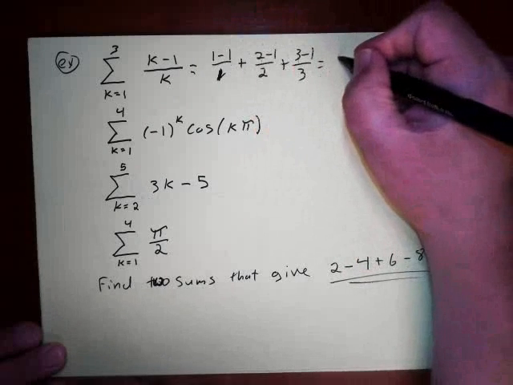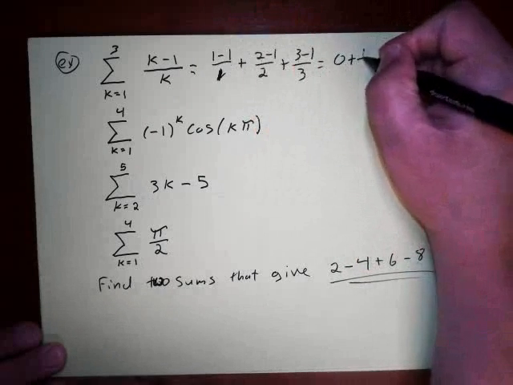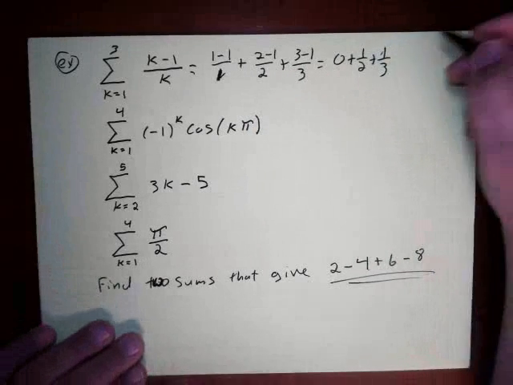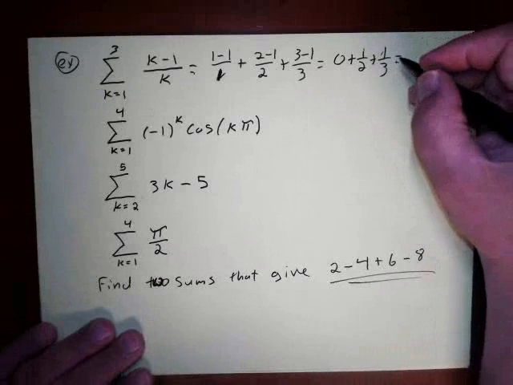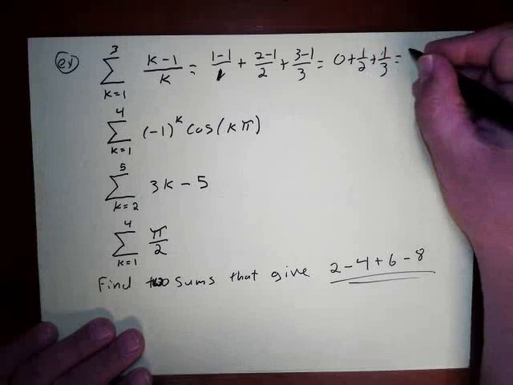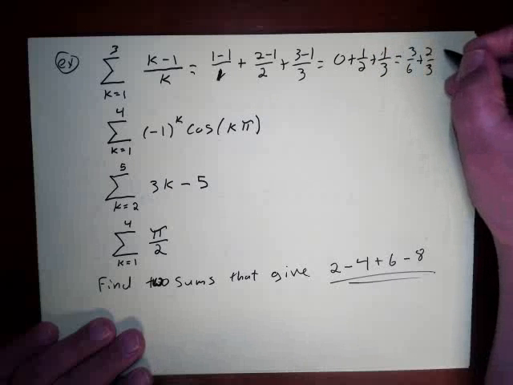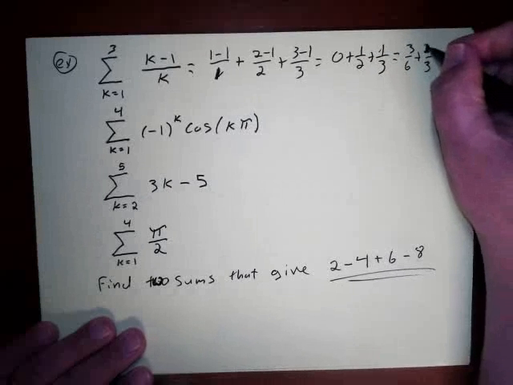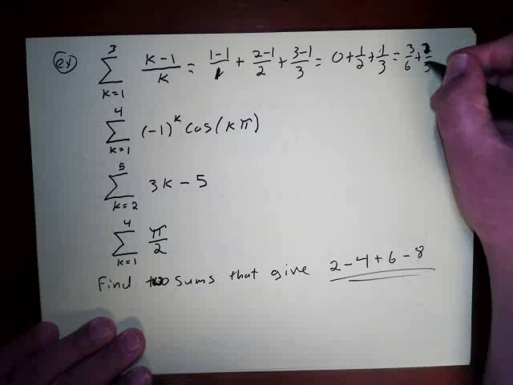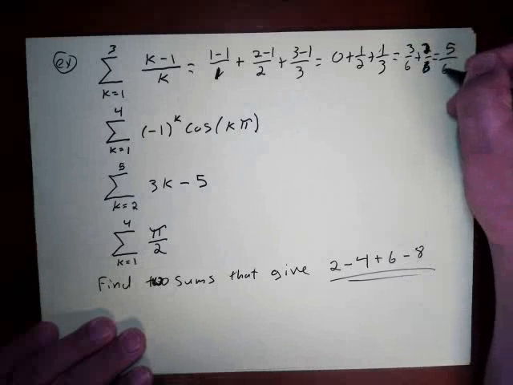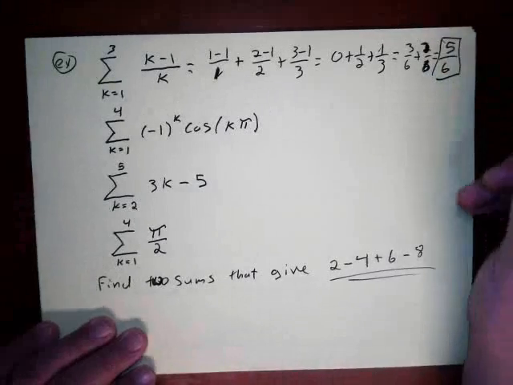And so you can see that this is like 0 plus 1/2 plus 1/3. And so then you can add these together. Common denominator, this would be like 3/6 plus 2/6. Sorry, 1 plus 2/6, I'm sorry, 3/6 plus 2/6. And so I would get 5/6 for this one. Okay.